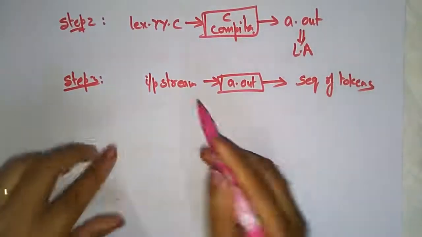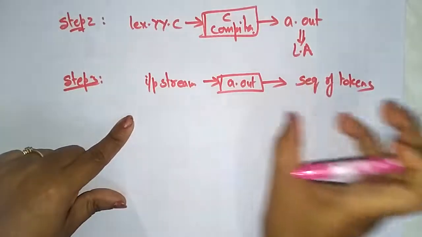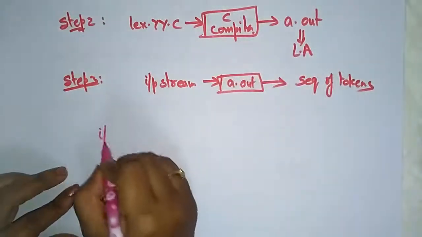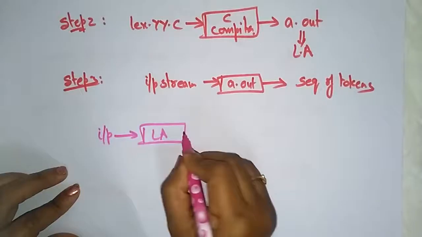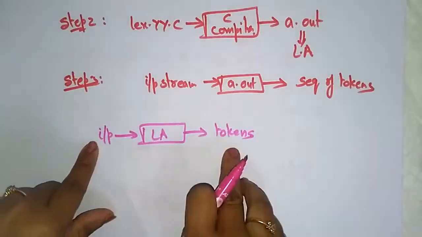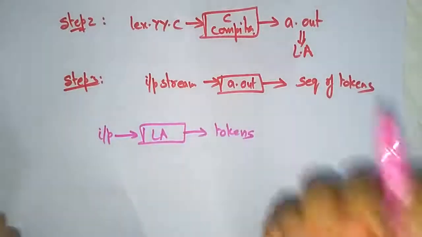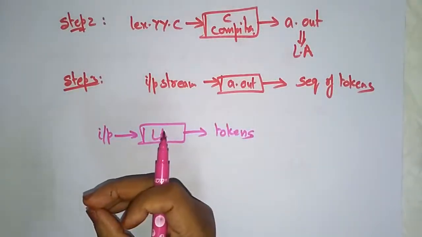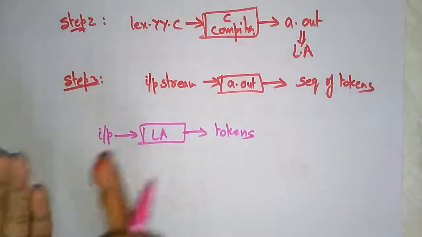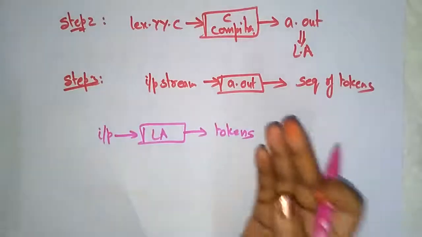So far we have seen the input stream and the lexical analyzer producing a sequence of tokens. Internally, previously, the input was the source code and the output was tokens. The lexical analyzer takes the characters one by one, checks what the identifiers, tokens and lexemes are, finds everything, and produces a sequence of tokens as output.